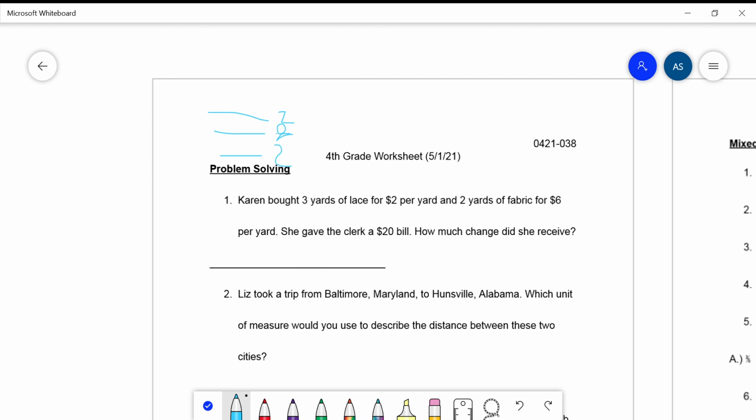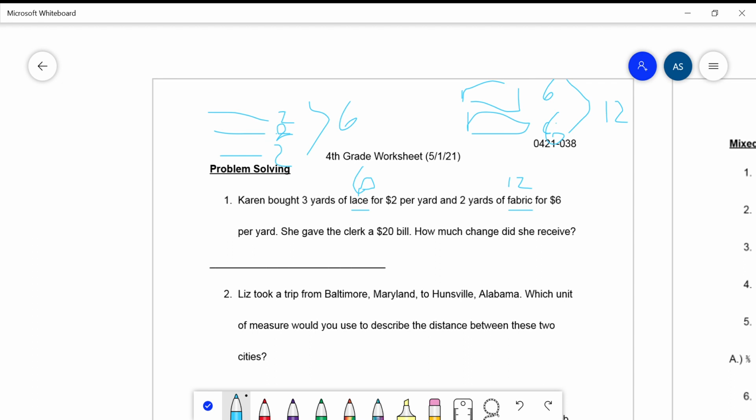So then now we're going to add all of them up. And so if you add 2 plus 2 plus 2, we get 6. So our total for lace is going to be $6, okay? And if you look at our fabric, we have 2 yards of fabric. So like 1, 2 yards. And each of them equals $6. So we're going to add. And if we do 6 plus 6, we're going to get 12. So then we have $12 of fabric.